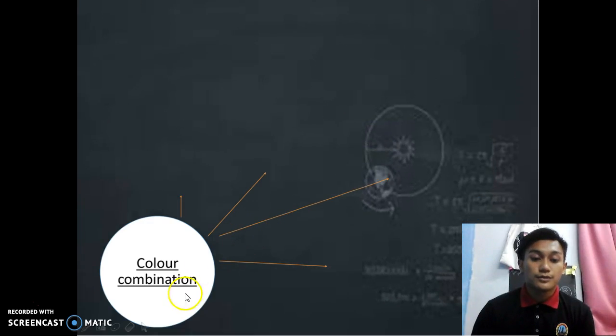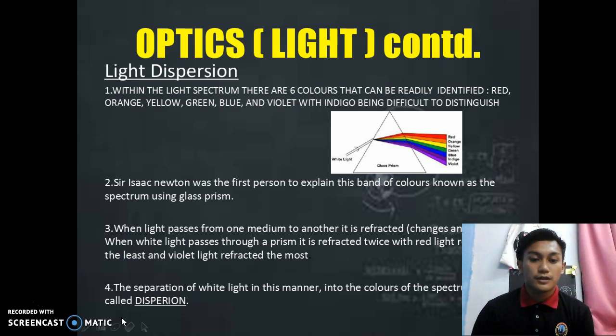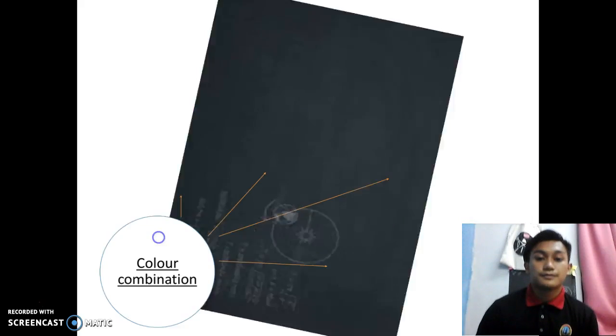When light passes from one medium to another, it changes angle. When light passes through the prism, it is refracted twice. Red light refracts the least, and violet light refracts the most. The separation of light into the colors of the spectrum is called dispersion.